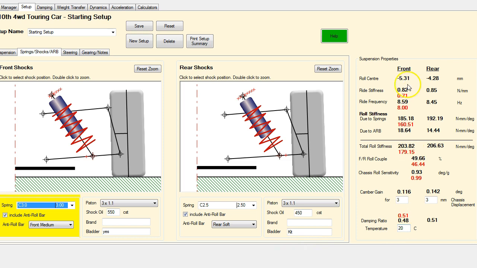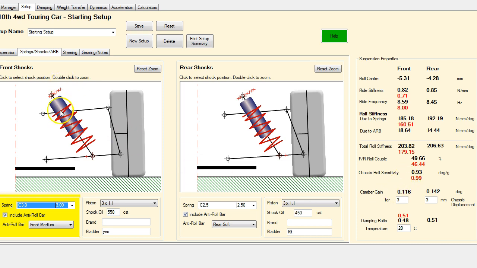The other thing that happens is, as we talked about in other episodes, that we've changed a whole bunch of other numbers. So we've changed the ride frequency. This is the frequency that the chassis, or the front suspension in this case, would bounce at. We've changed our roll stiffness. We've changed our roll couple. So this is going to affect the overall handling as far as over/understeer is concerned, and we've changed the chassis roll sensitivity, which is the overall chassis stiffness.